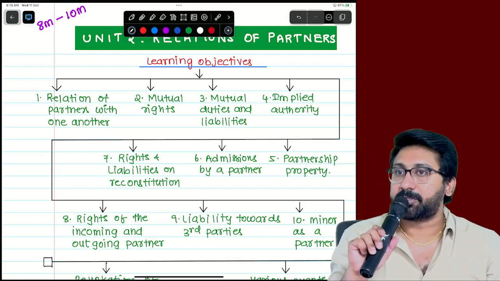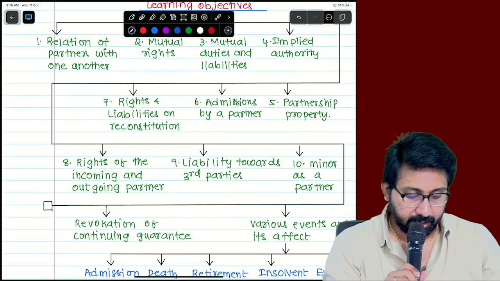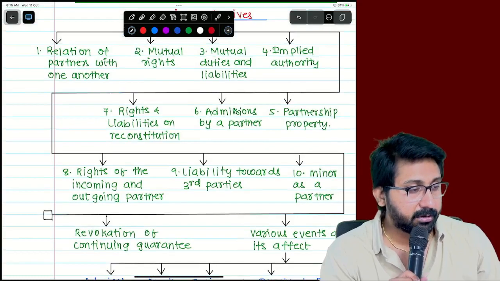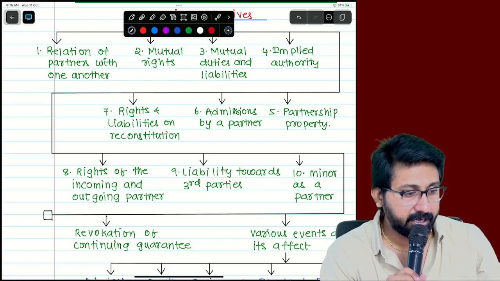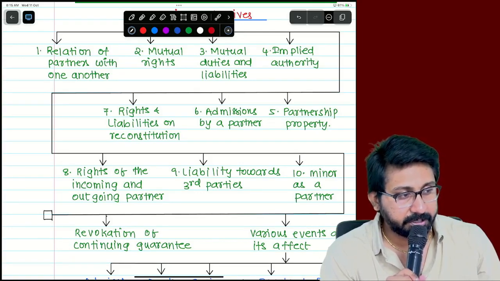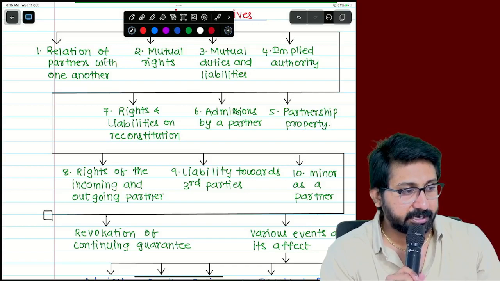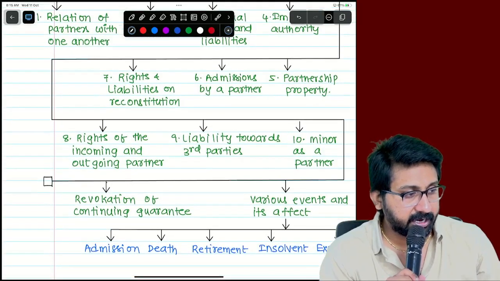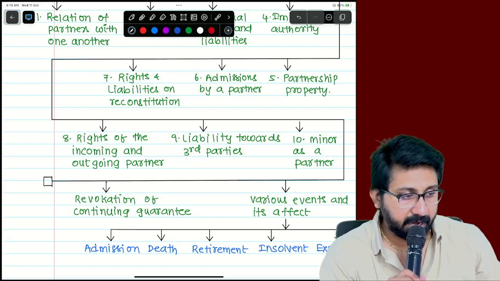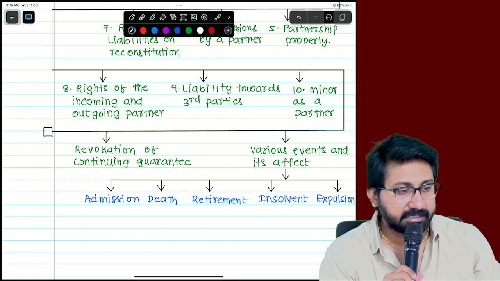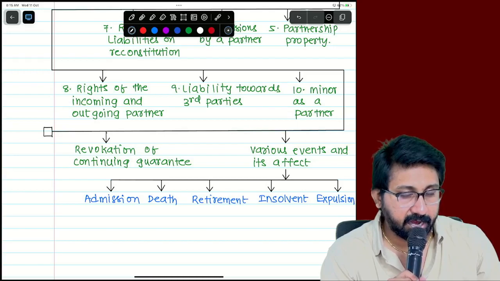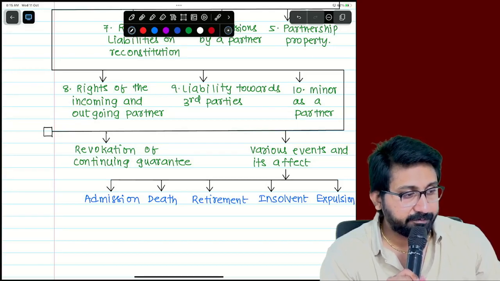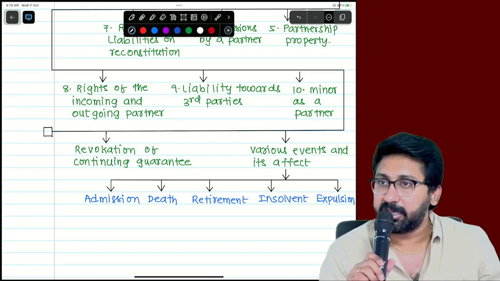So the learning objectives of unit number 2: relations of partners with one another, mutual rights, mutual duties and liabilities, implied authority, partnership property, admissions by a partner, rights and liabilities on reconstruction, rights of incoming and outgoing partner, liability towards the third parties, minor as a partner, various events and its effect: admission, death, retirement, insolvency and expulsion, and next one, revocation of continuing guarantee. That's all. These are all the various areas.